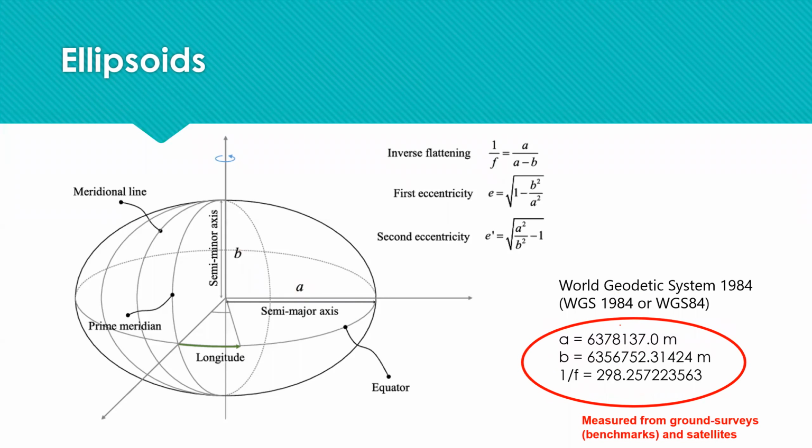And the way we measured these values was from ground surveys and satellites. So GPS benchmarks allowed us to measure what these actual A and B values are. These numbers actually didn't come out until 1984, after we launched the first GPS system.